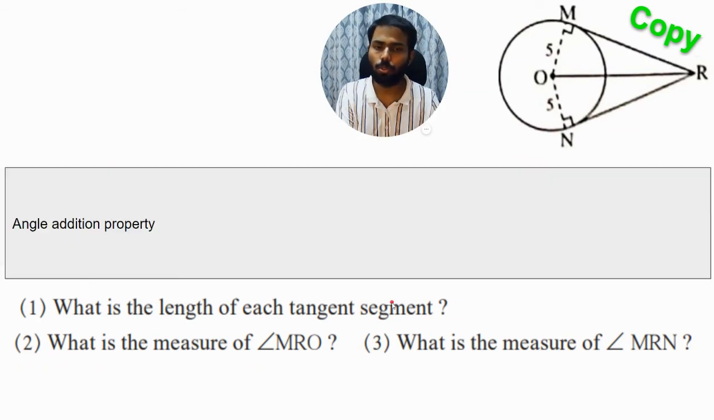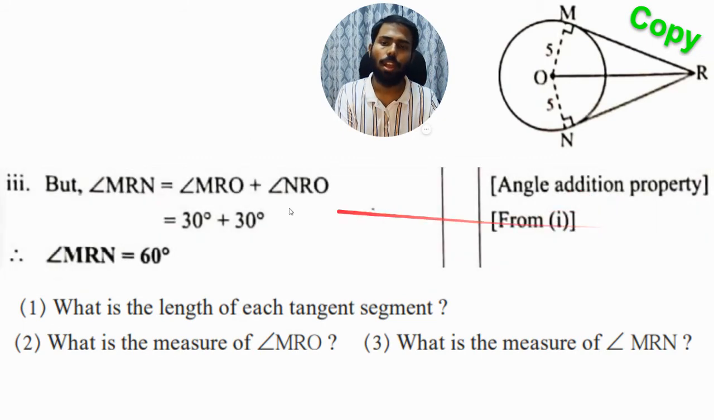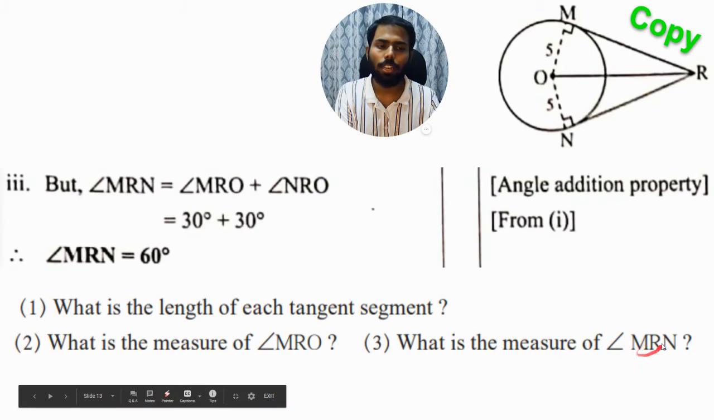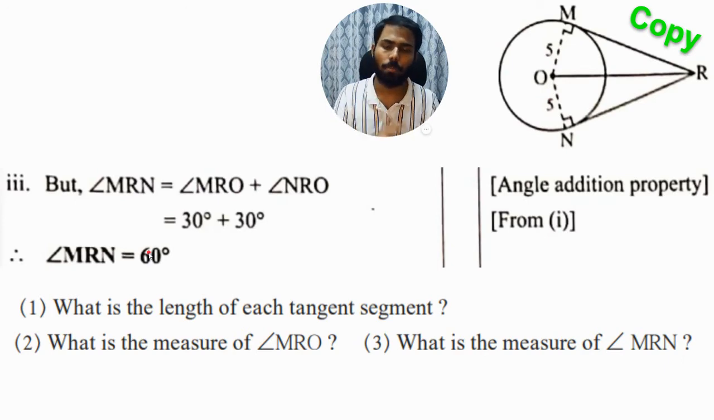Here you call this statement 2. So this is 1, this is 2, and here we will write from 1 and 2, 30 plus 30 is 60 degrees. So that's what was asked, right? Angle MRN. So angle MRN is equal to 60 degrees. Put that in pencil mode. So we are also done with the second part and the third part. Okay, so we are done with the second sum of practice set 3.1.